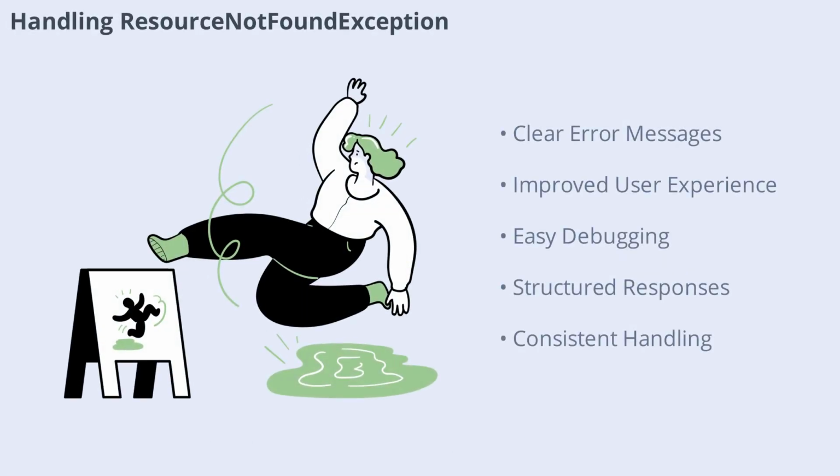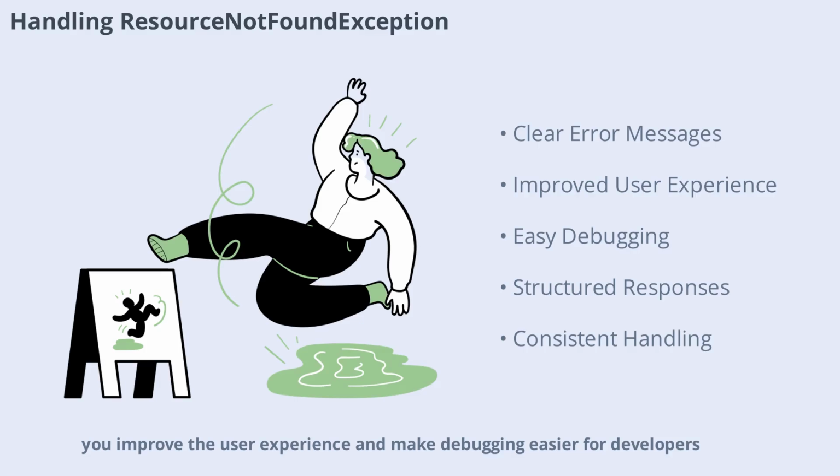When a resource not found exception is thrown, the corresponding exception handler method returns an API response object with error details. This ensures users receive clear, informative error messages instead of generic server errors. By handling exceptions this way, you improve the user experience and make debugging easier for developers.